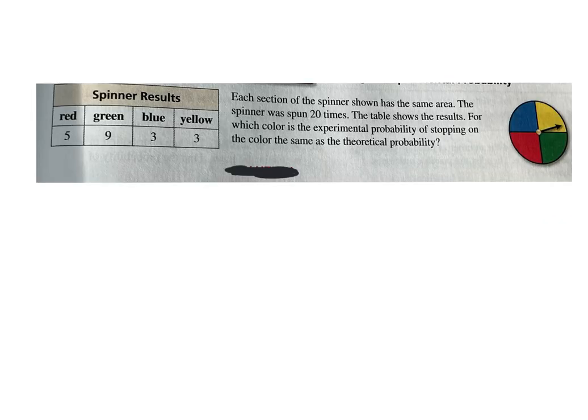Okay, it says each section of the spinner shown has the same area. The spinner was spun 20 times. The table shows the results. Over here, there's the table. For which color is the experimental probability of stopping on the color the same as the theoretical?